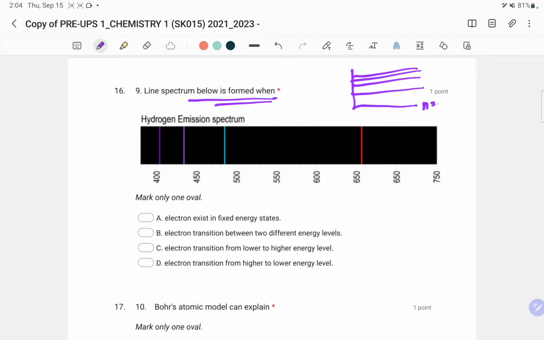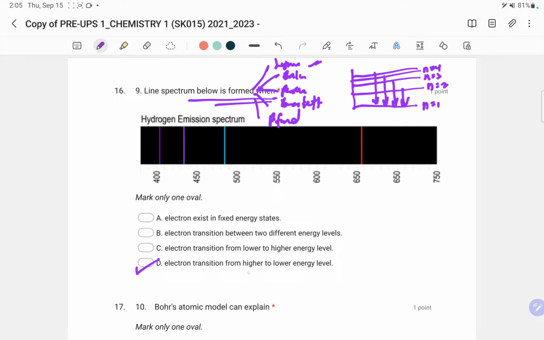This one is n equals to 1, n equals to 2, n equals to 3, n equals to 4. So, line spectrum ni kita tahu ada 5 kan? Which is Lyman, Balmer, Paschen, Brackett and Pfund. So, katalah dia nak dapat Lyman. Lyman daripada 2 ke 1. First line, second line, third line and fourth line. Maksudnya dia 4. So, the answer will be D lah.